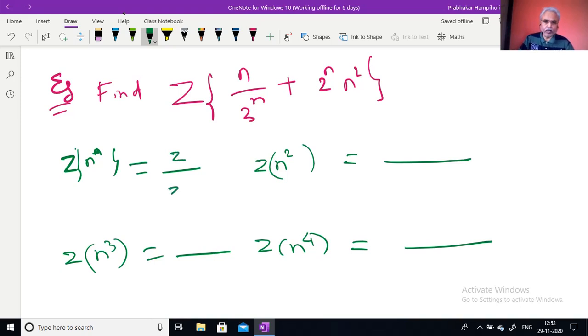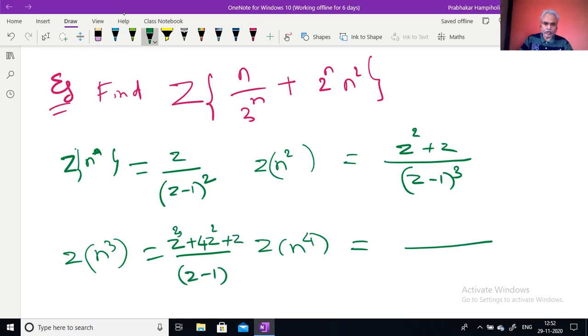First, z/(z − 1)². Second, (z² + z)/(z − 1)³. Third, (z³ + 4z² + z)/(z − 1)⁴. So here 1, here 2, here 2, here 3. Denominators always have z − 1 only, but if it is n⁴, this becomes 5. And in the numerators, if it is raised to 4, it starts from the power 4 and goes on decreasing up to z.